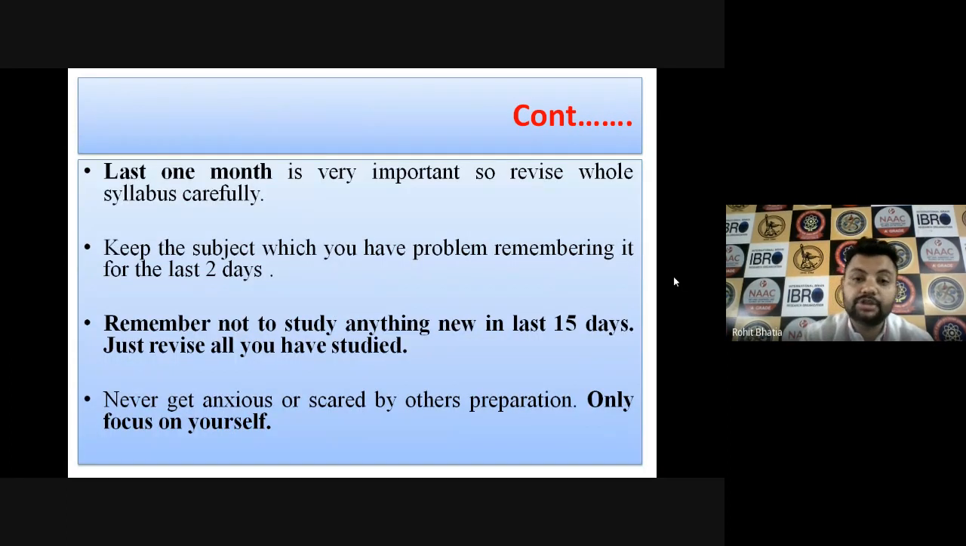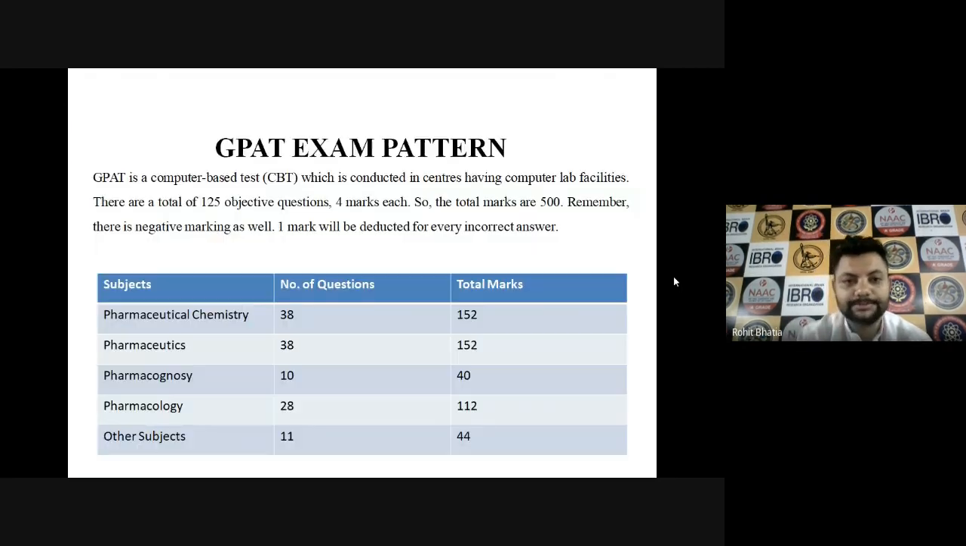In the last month, you do not need to take new topics. Just revise the previous syllabus carefully. Okay. So remember not to study anything new in the last 15 days. Just revise all you have studied and focus on yourself.